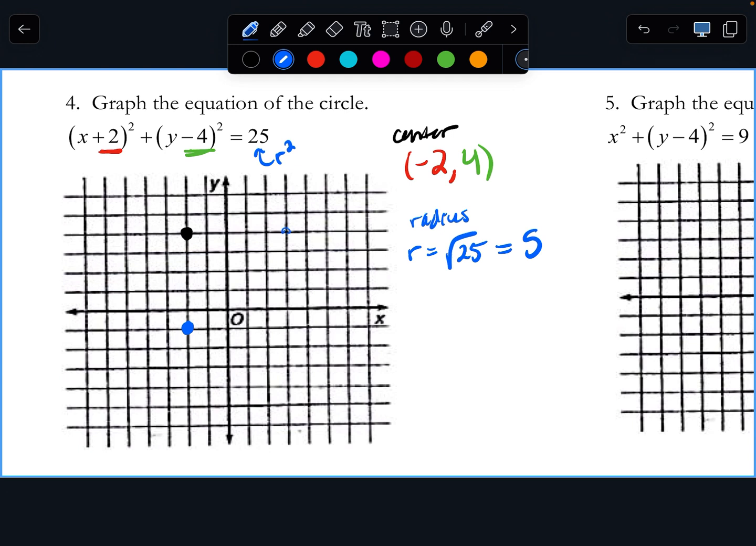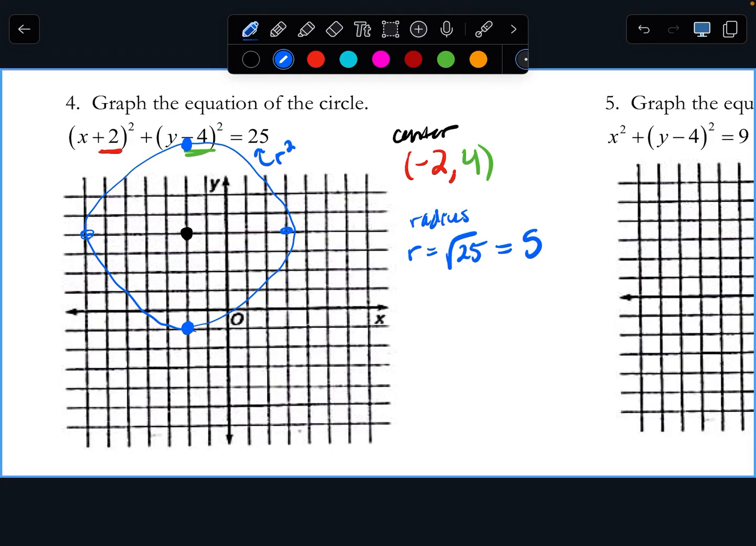Okay, we're going to count 5. I usually just count 5 in all the directions. Look at that, I just said that I wouldn't do that, and there we go. Okay, sorry, that's embarrassing. But you're going to count a radius of 5 and do your best to draw a circle.